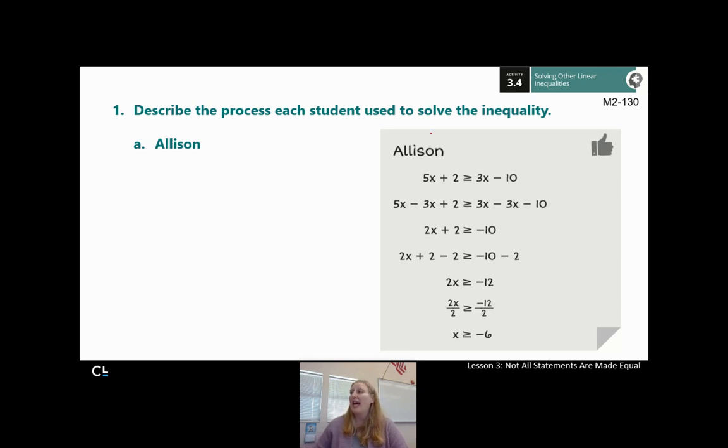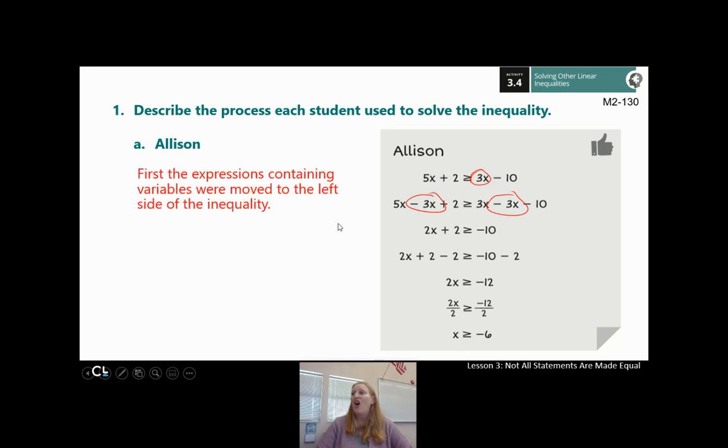So I'm going to start off with Allison. It looks like Allison had 5x plus 2, 3x minus 10. So it looks like she started off by subtracting out that 3x so that she could gather all of her variables to the left side so that these guys would cancel out. So first, the expressions containing the variables were moved to the left side of the inequality. She moved everybody over there. And so 5x minus 3x is 2x. Yay, and those canceled out.